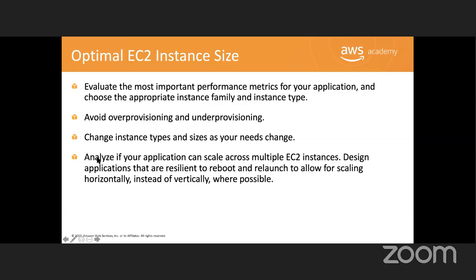You can analyze if your application can scale across multiple EC2 instances. Design your applications to be resilient to reboot and relaunch, to allow for scaling horizontally instead of vertically where possible. It's better to create another EC2 instance than increasing the capacity of the EC2 instance. That might be more expensive than creating an identical EC2 instance and then having two instead of one.